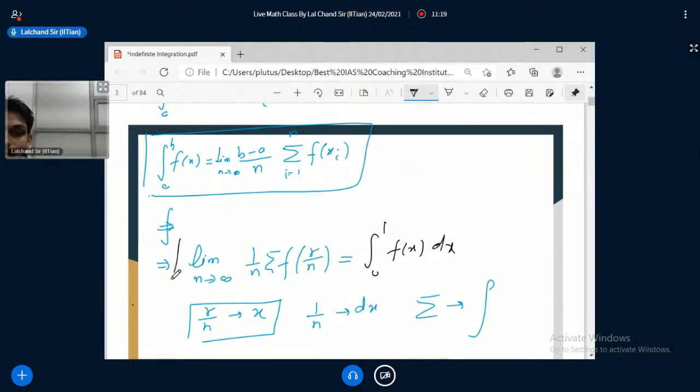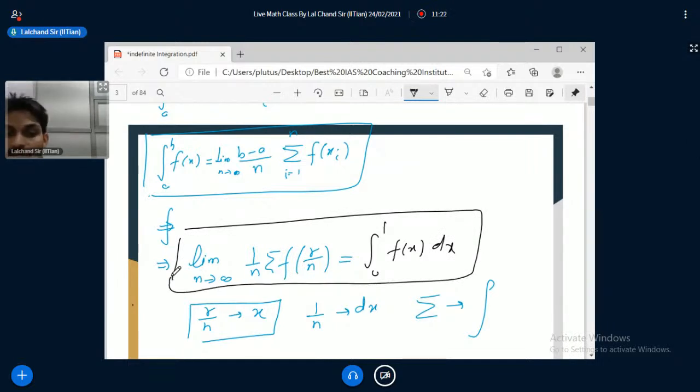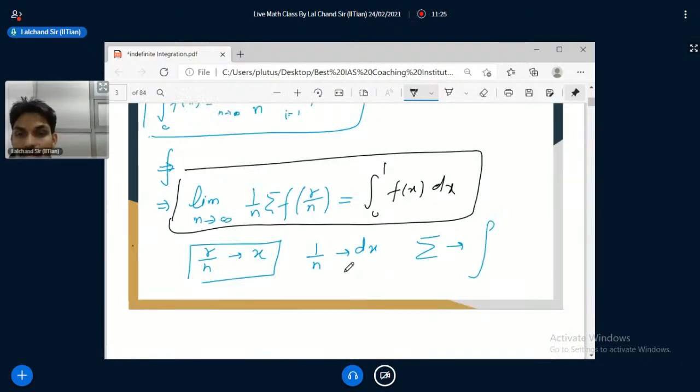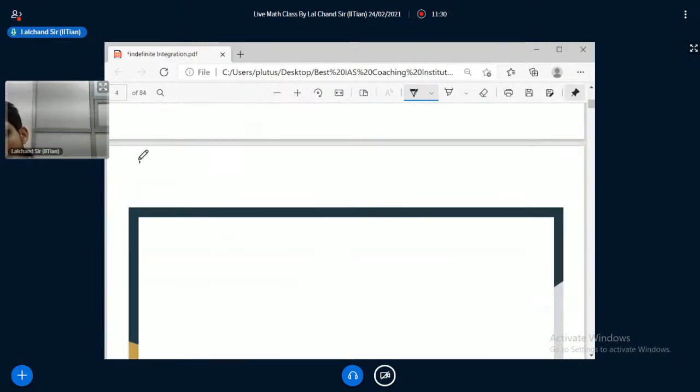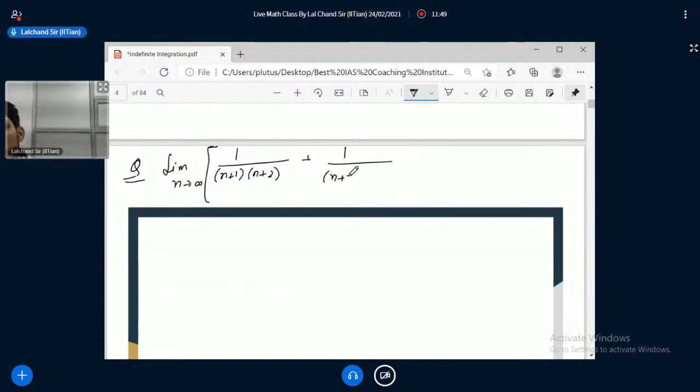So using this equation, there are lots of questions asked in JEE. Okay, so let us try to solve some questions based on sum as limit. My first question is: limit n tends to infinity of 1 upon (n plus 1)(n plus 2) plus 1 upon (n plus 2)(n plus 4), up to the last term, 1 upon 6n square.